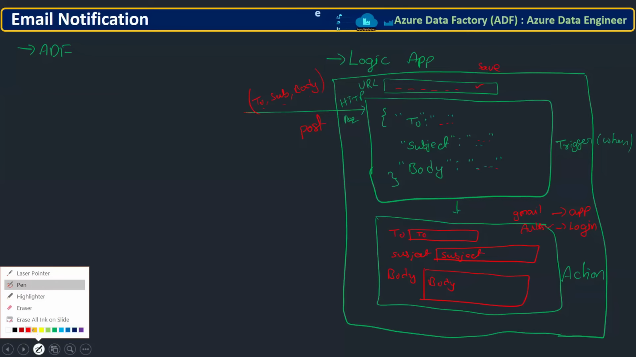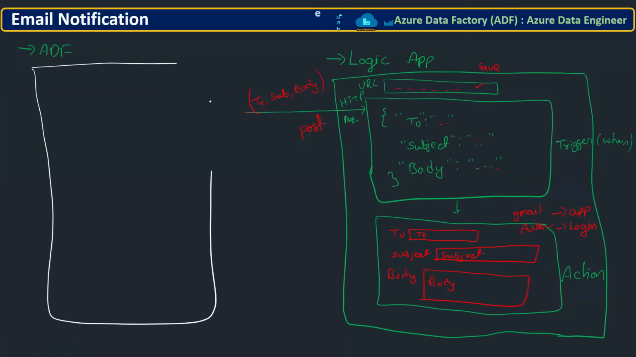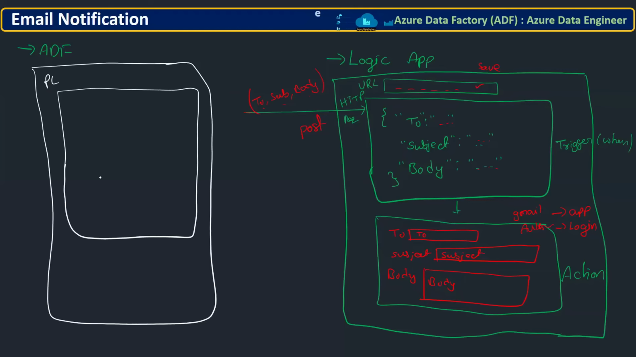Now, what do you have to do on the ADF side? On the ADF side, you are triggering this URL. So you are going to have a pipeline in the ADF. In the pipeline, who is capable of calling this logic app? Lookup activity is there, get metadata is there, for each activity is there, set variable is there. All these things have their own purpose, their own task.